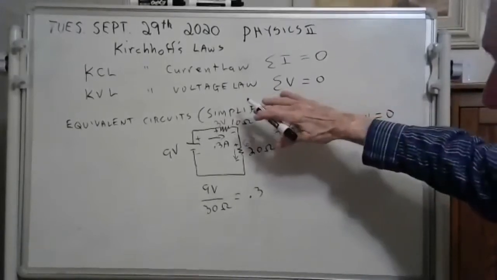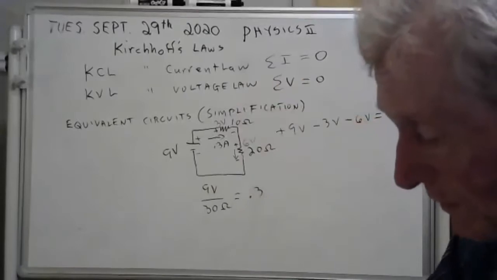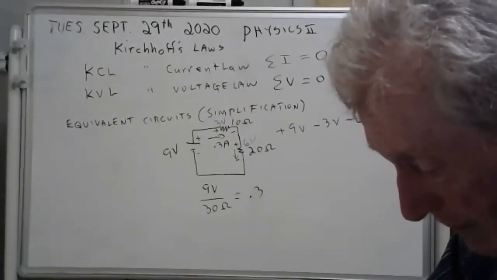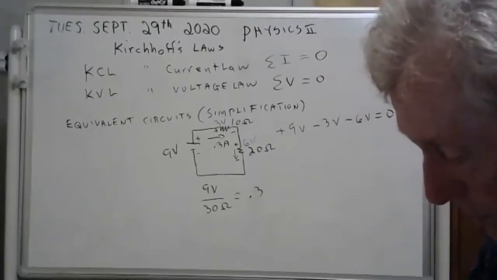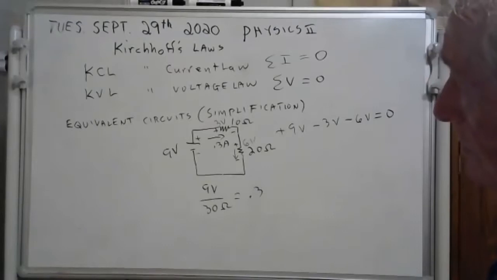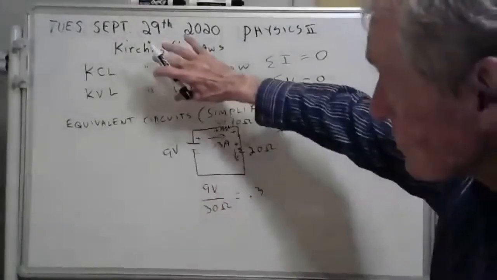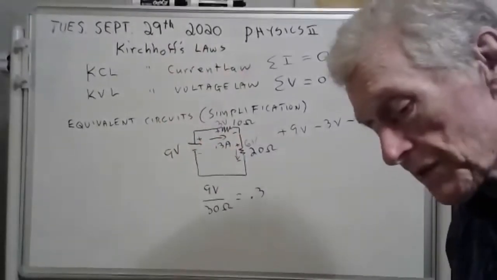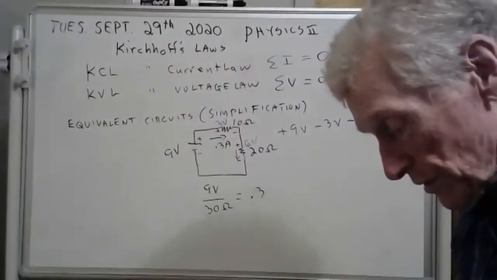That's what he says. The sum of the voltage changes when you go around a loop is 0. Now you can always use Kirchhoff's laws, but you can't always use the simplification or the equivalent circuits.